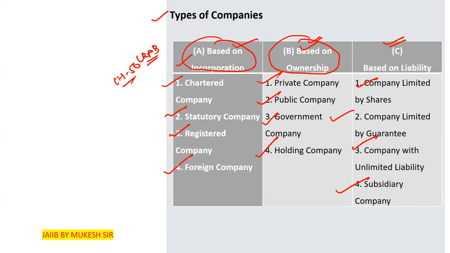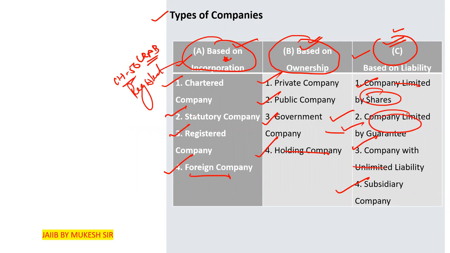All these companies we will discuss in detail in the next session, based on incorporation, ownership, and liability. Chartered, statutory, registered, and foreign company are based on incorporation, that is registration. Ownership is about who is the owner: private, public, government, and holding company. Liability: company limited by shares, company limited by guarantee, company with unlimited liability, or subsidiary company.